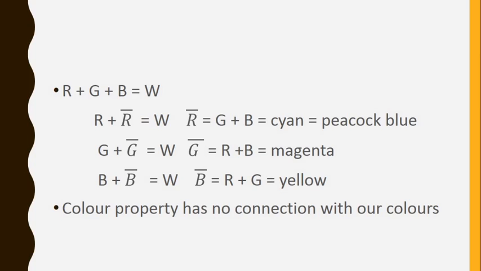This is to know how we interpret anti-colors, like R bar is peacock blue, G bar is magenta, and B bar is yellow. So this is to know how the anti-colors exist for each quark. And remember that the color property has no connection with our colors. It's just a property given to the quarks in order to distinguish them in the same state, so as not to violate the Pauli exclusion principle.